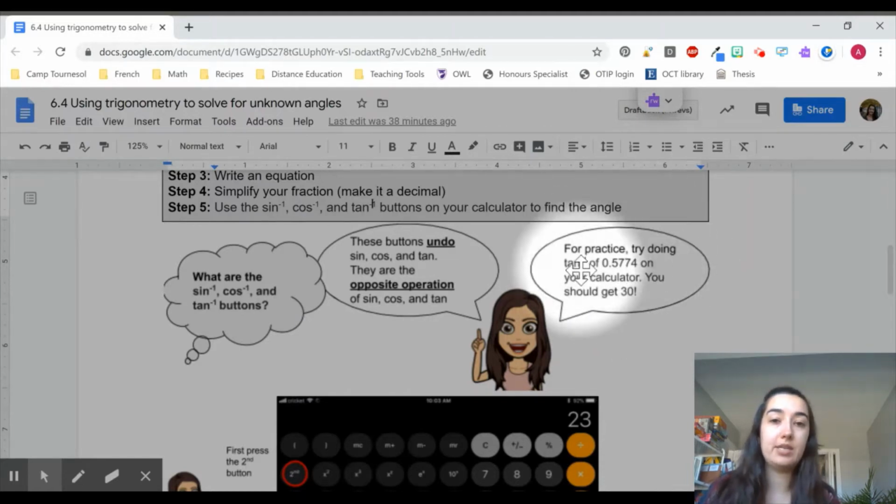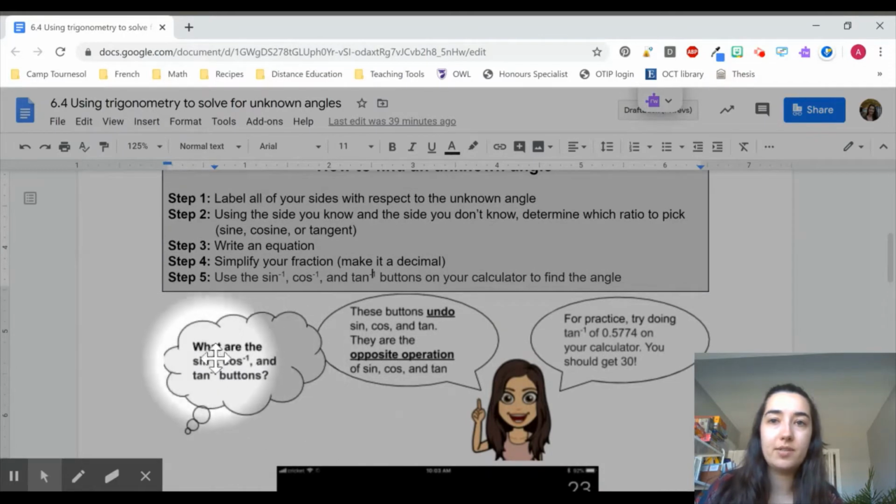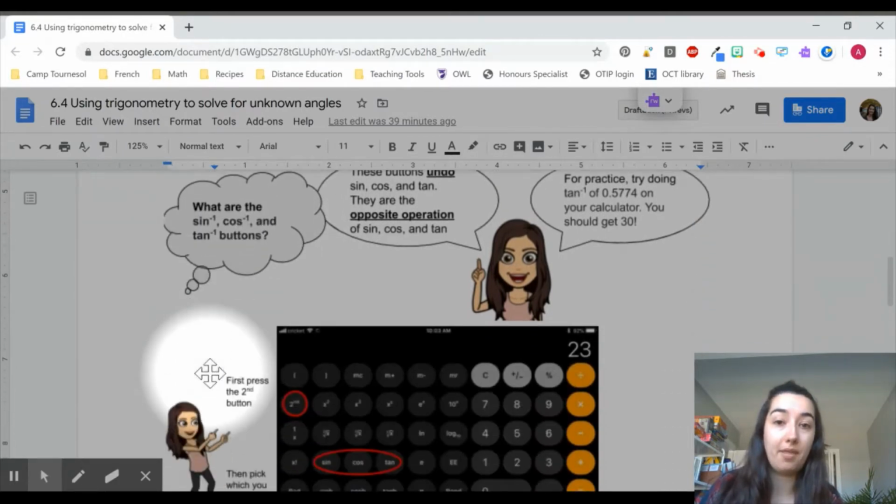So if you haven't yet, take a second to try to find them on your calculator. I've added a sample screen here of an iPhone calculator because I know a lot of you have iPhones. First things first, you need to click on the second button, and then sine, cosine, and tan are going to transform so that you can see the inverse of that function, okay? And so that's what we're going to be doing here. So you have to press the second button, and then sine, cosine, tan, and then all of a sudden you'll see those little negative ones appear right beside them, and that's when you know that you're doing the right thing.